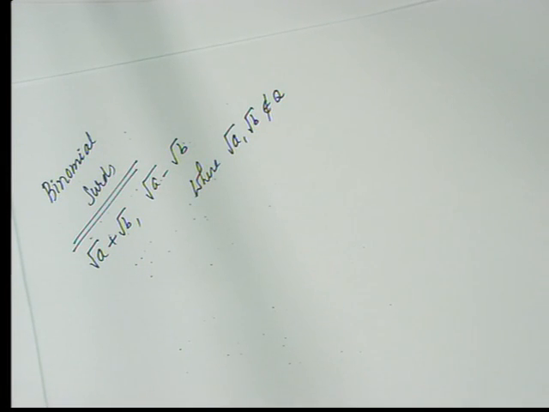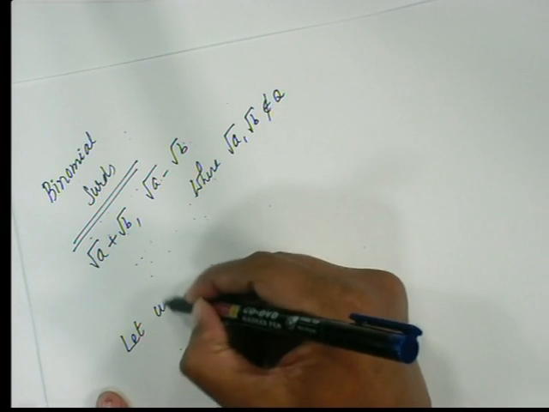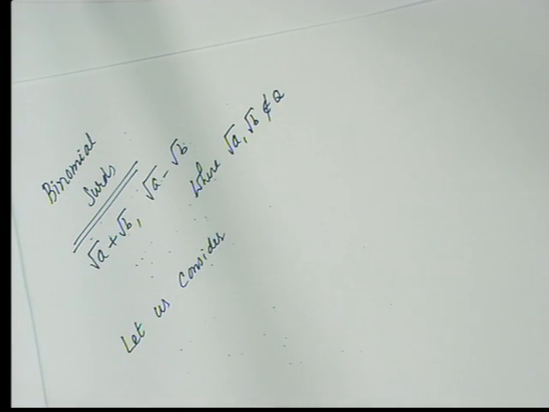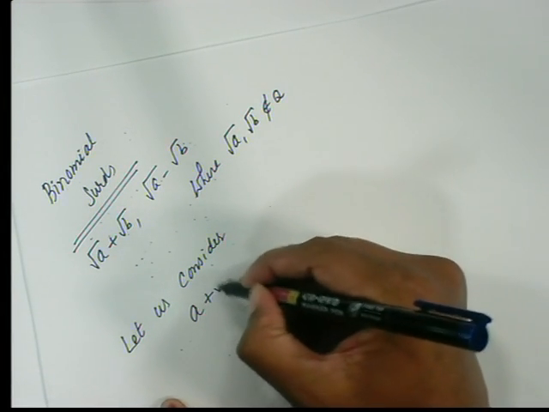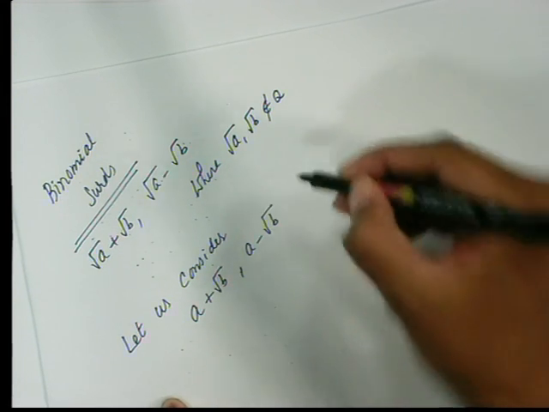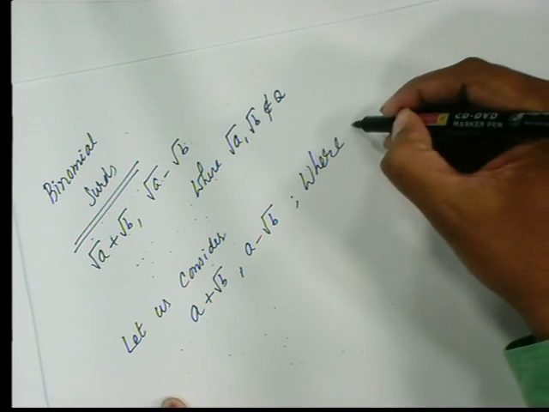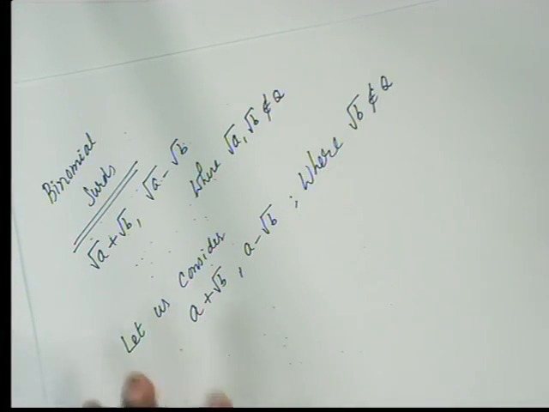Now suppose let us consider two surds which are in the form of a plus root b and a minus root b, where root b does not belong to Q. That means root b is a surd.